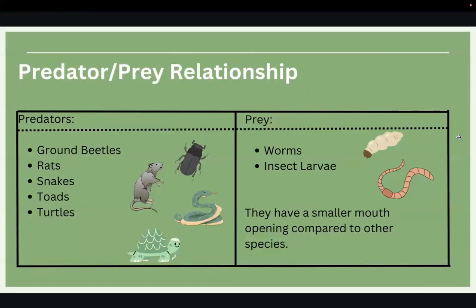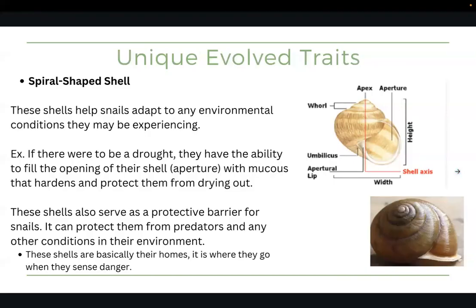So for the predator-prey relationship, for predators, ground beetles, rats, snakes, toads, and turtles do consume snails, but snails don't consume as much food as other predators do. So for prey, they go for worms and insect larvae, and they also eat other things such as leaves, plants, and fungi, as I previously mentioned. And snails have smaller mouth openings compared to other species, which is why they can't eat as much as other species.